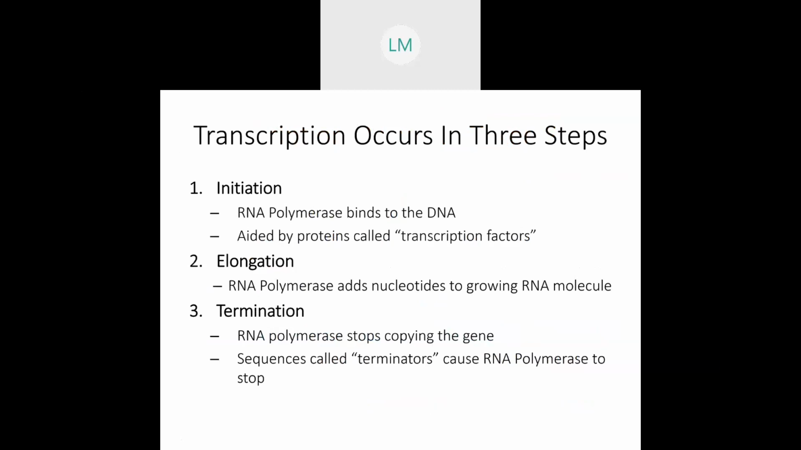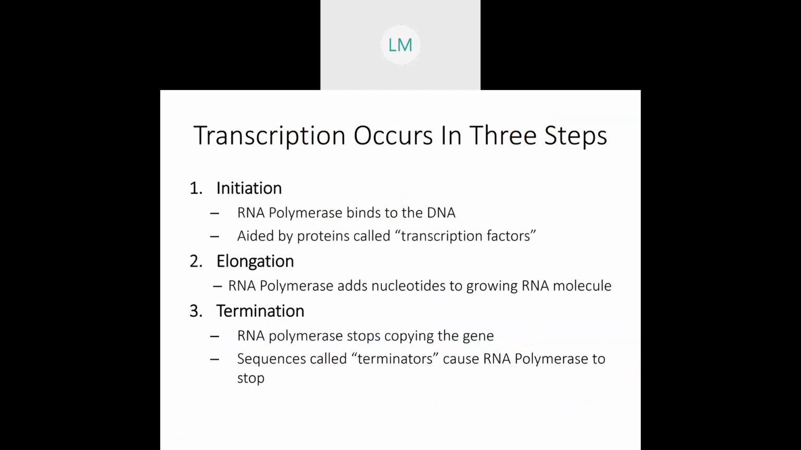We're going to bind to the DNA to initiate transcription, aided by some proteins here called transcription factors. Then we're going to add nucleotides to our growing molecule, and then we're going to stop copying the gene. So we stop copying because there are sequences of DNA called terminators or terminating sequences that cause RNA polymerase to stop. So the DNA says, we're done, we don't need to copy anymore.